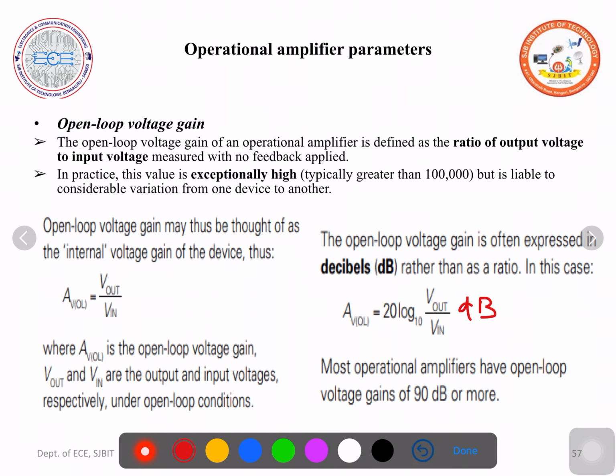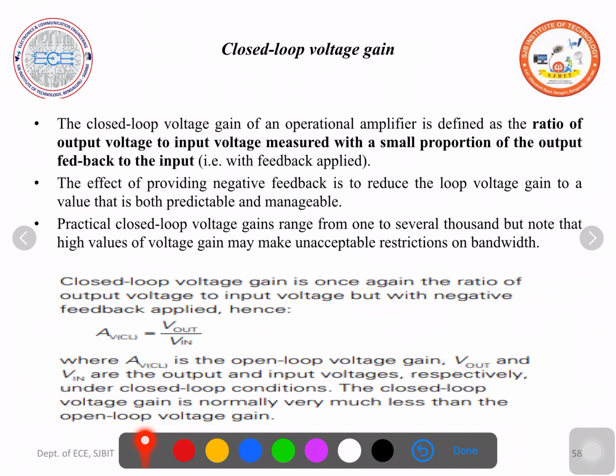So this is about the open loop voltage gain. Remember, open loop means there is no feedback. Gain is output by input, voltage gain is output voltage by input voltage. If it is a ratio, remember there will be no unit.